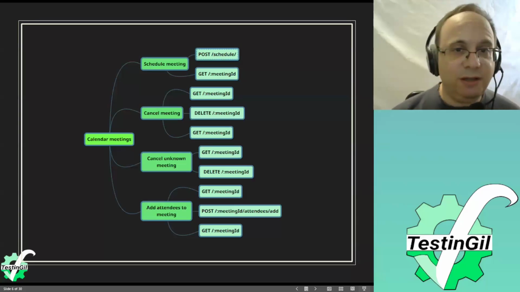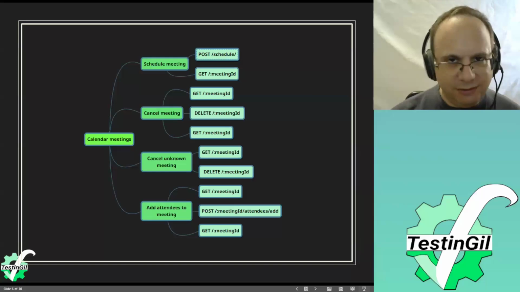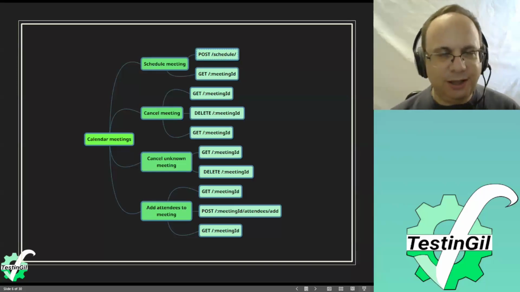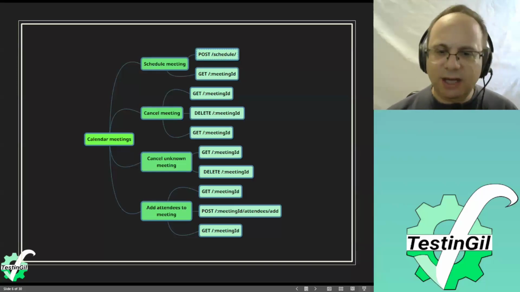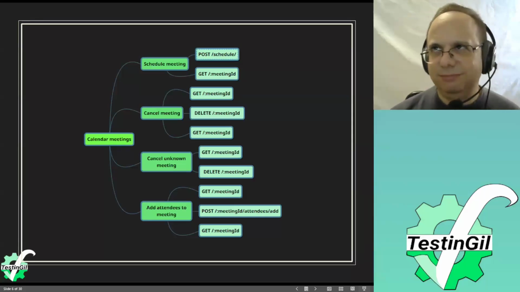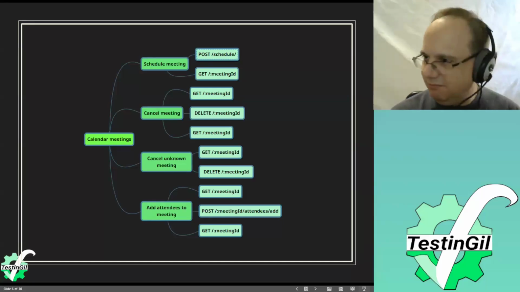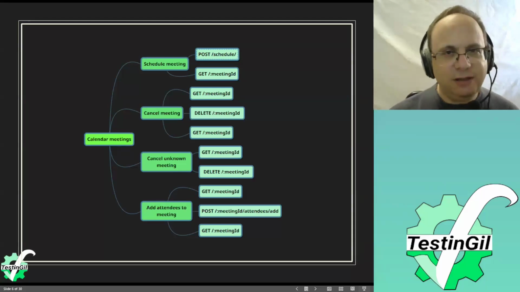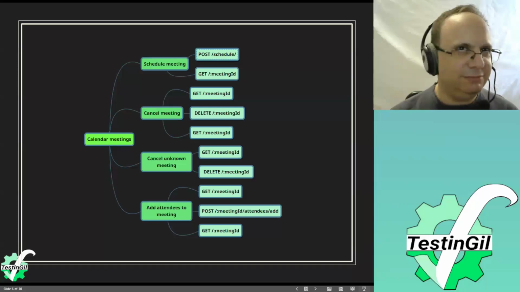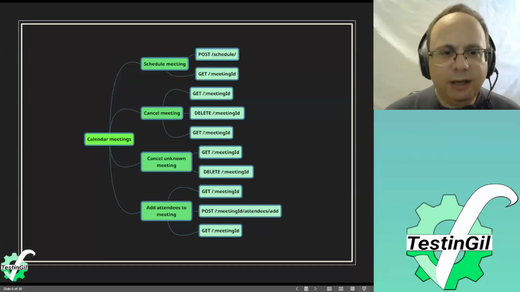Some of them maybe are on the screen right now, like schedule meeting, cancel unknown meeting. You're trying to cancel a meeting that wasn't scheduled, right? So some of you will say, this is like an edge case or negative case or something like that. But remember that, first of all, we are coming up with ideas. It doesn't matter what kind of ideas, or how they are relating to each other.